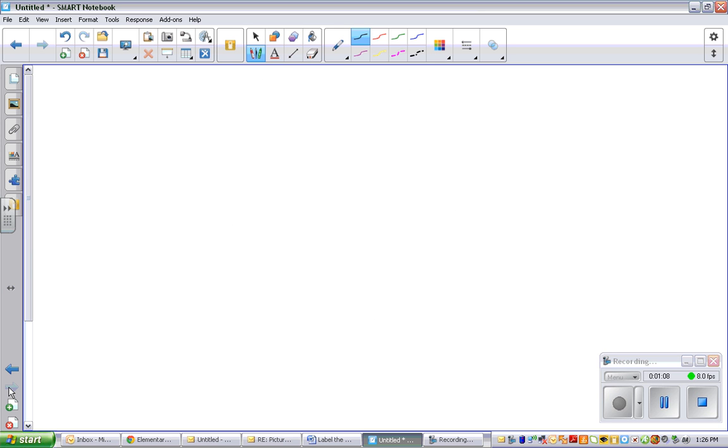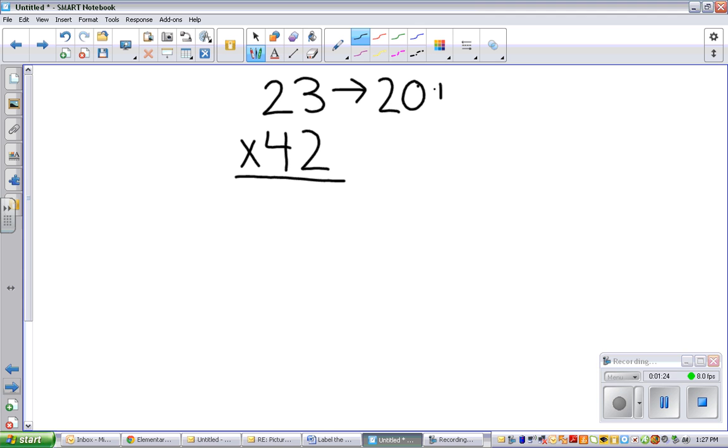This method can also be used for solving two-digit by two-digit problems. I'll begin by solving the problem 23 times 42. First, I'll decompose each number, or break it into its place values. So 23 is really 20 plus 3, and 42 is 40 plus 2.